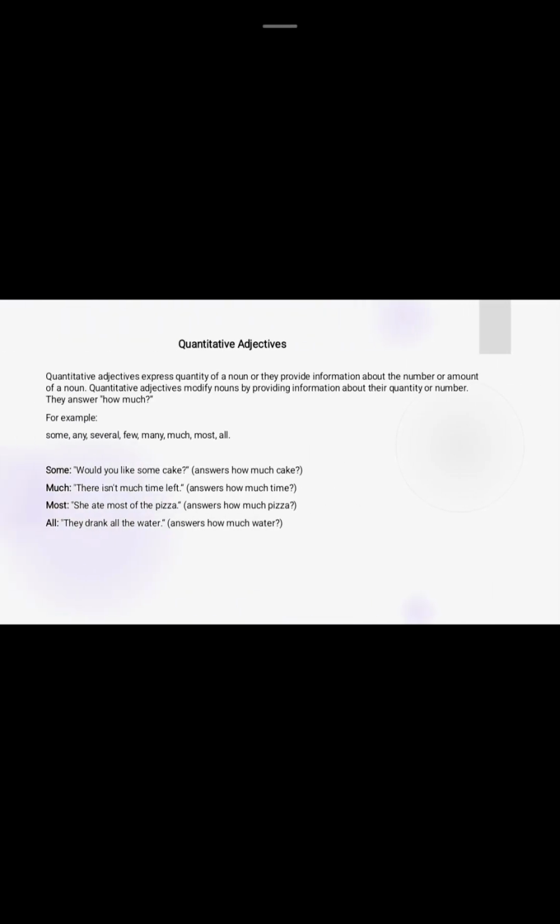Now, quantitative adjectives. Quantitative adjectives express quantity of a noun or they provide information about the number or amount of a noun. Quantitative adjectives modify nouns by providing information about the quantity or number. They answer how much. For example, some, any, several, few, many, much, most, or all. Some. Would you like some cake? It answers how much cake. Much. There isn't much time left. It answers how much time.